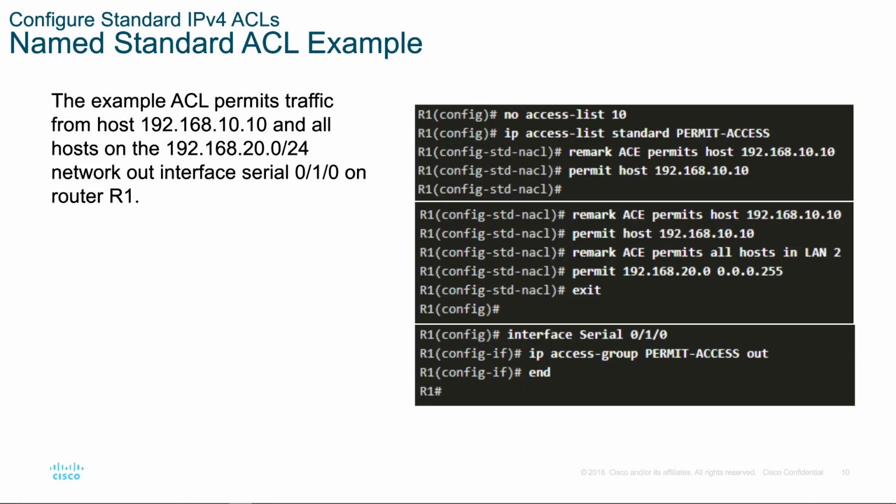So if we want to change our numbered to a named, we have to first remove the access list 10, then create our named standard ACL, again going through the same remarks and permit statements, and then apply it to the interface. So exactly the same procedures, just a slightly different format for the difference between a numbered and a named ACL, but we apply it the same way with IP access group, the access list identifier, and the direction.